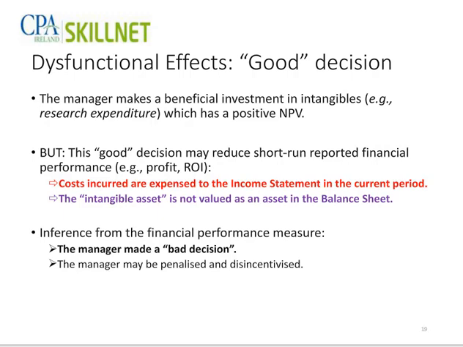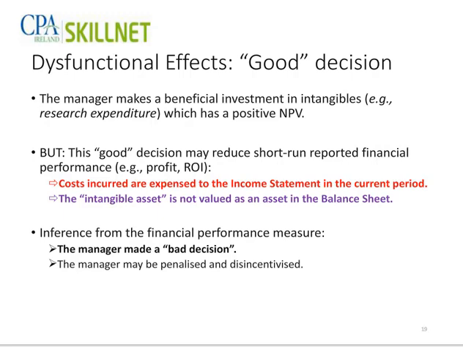But the problem is that this good decision may have the effect in the short term of adversely affecting the financial performance which is reported by measures like profit or return on investment. The reason is that the costs incurred are expensed immediately to the income statement in the current period, therefore pushing down current period profit, and the intangible asset isn't shown as an asset in the balance sheet because of the conservative orientation in financial accounting rules.